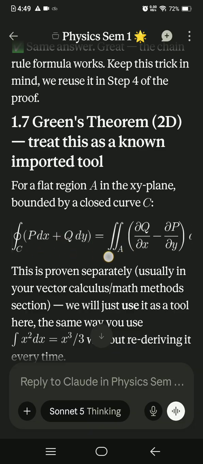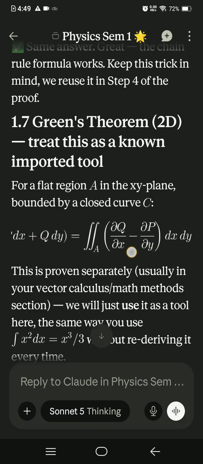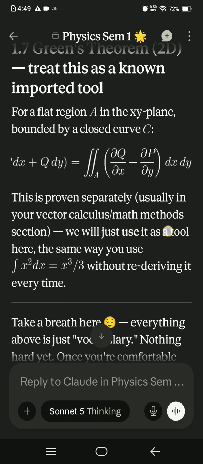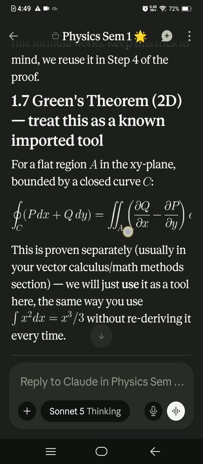this P dx. What is this P Q? I don't know. Let's see. This is proven separately, usually in your vector calculus or math methods section. We will just use it as a tool here, the same way you use other results without re-deriving them every time anyway.